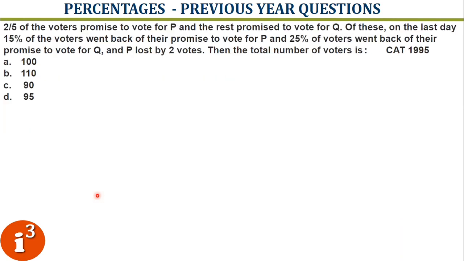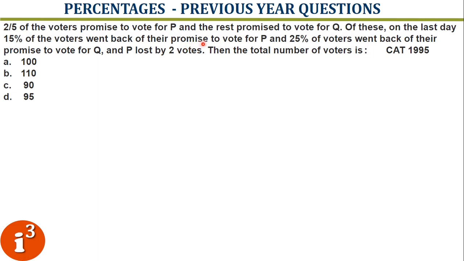So this is a 1995 problem, back in those days when most of you would not have been born. Okay, so 2 by 5 of the voters promised to vote for P and the rest promised to vote for Q. On the last day, 15% of the voters went back on their promise to vote for P and 25% of voters went back on their promise to vote for Q, and P lost by 2 votes.